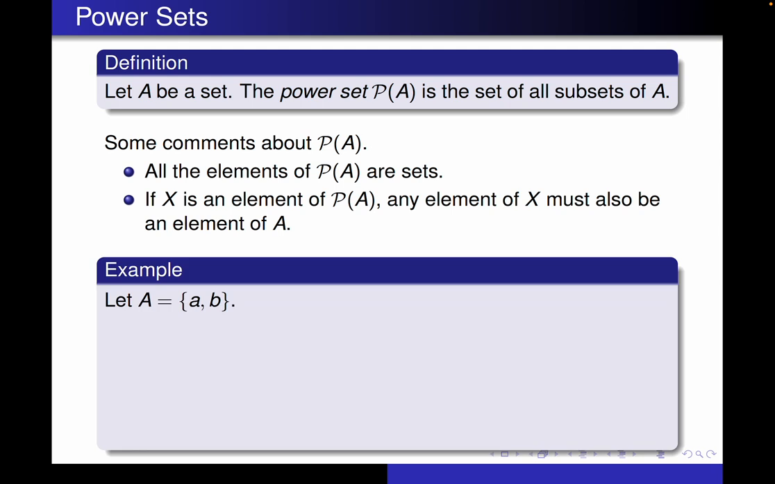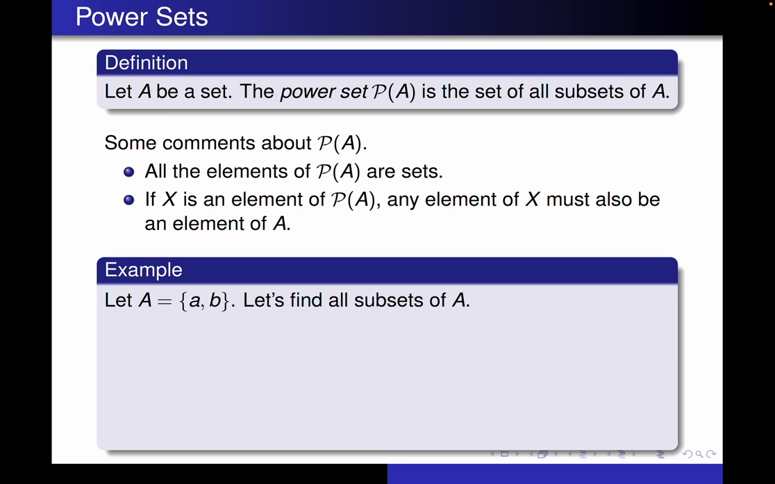So let's see if we can apply this to an example. We'll just do a little set here. We can maybe do some bigger examples later. A is the set just containing the 2 elements a and b. And what we want to do is, first of all, just find out what all the subsets of A are, and then put those into a list to make the power set.